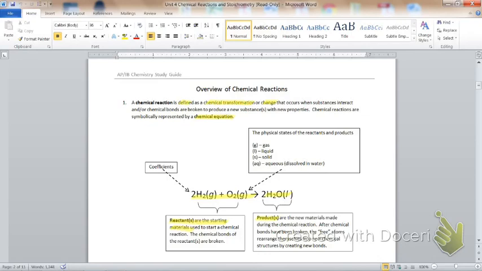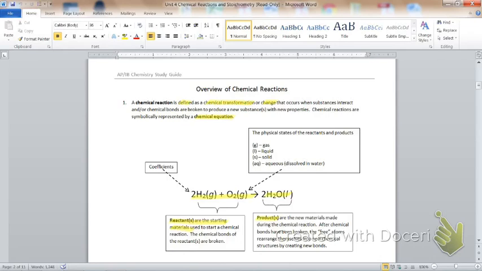So after chemical bonds have been broken, the atoms are now free to move, and they can rearrange themselves, and then they will form new chemical structures by creating new chemical bonds. Right? So these are important ideas.